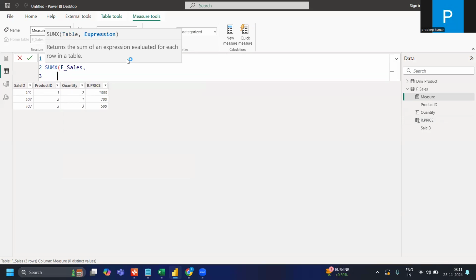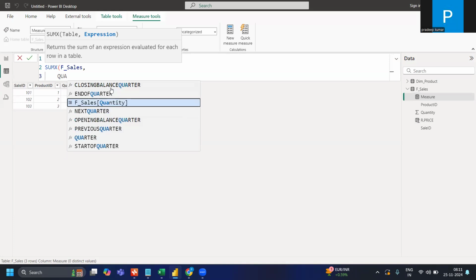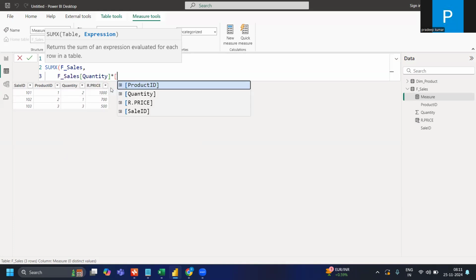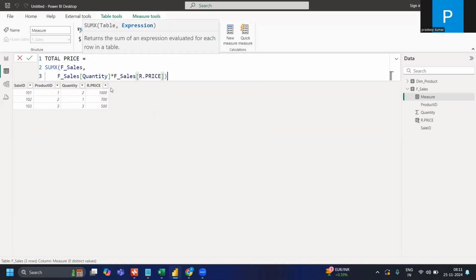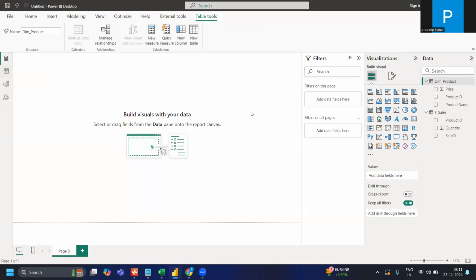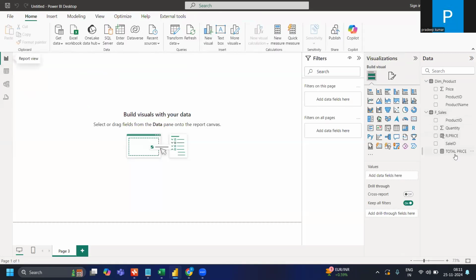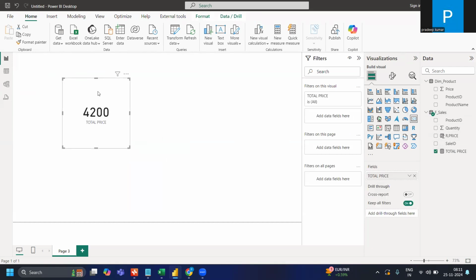In this table, what do we need to do? Multiplication of quantity into price. Now, if you want to display the total price, let me go with the card. So total sales was 4,200.